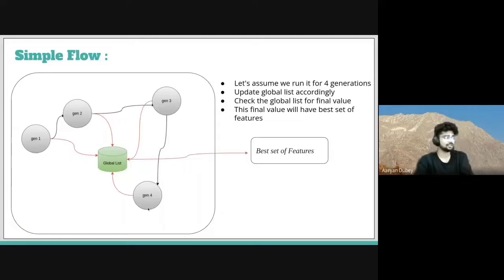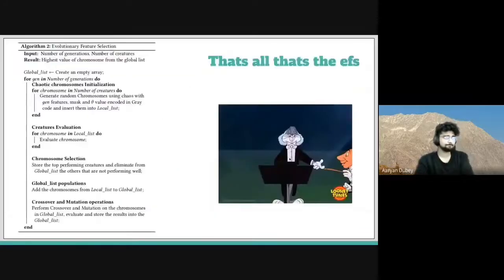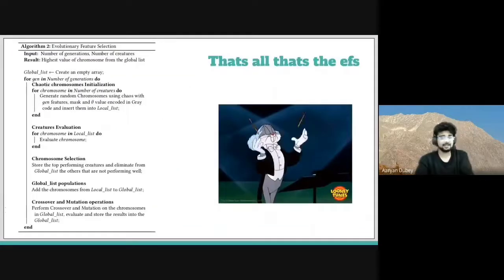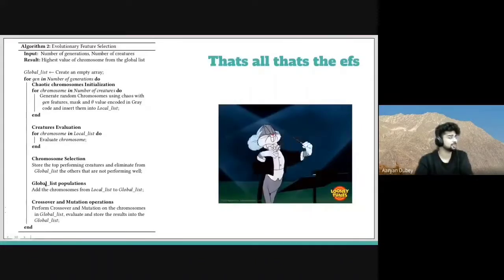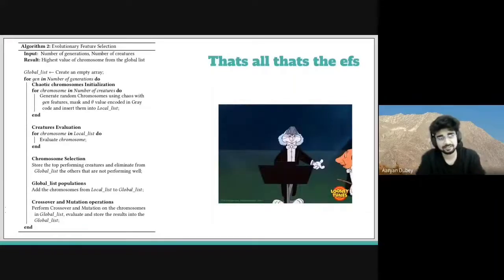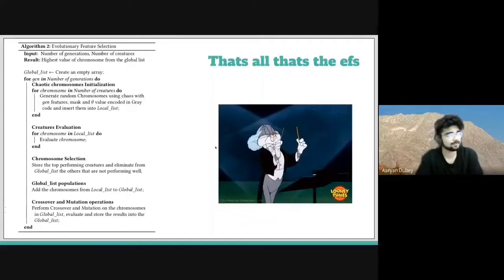And after generation 4, we'll just print out the global list and it will have the best set of features. That's it. That's the EFS. We already defined what chaotic chromosome initialization is, how we evaluate creatures, how we select the chromosomes, the global list, the population, and the crossover and mutation operations. That's it. That's the EFS.